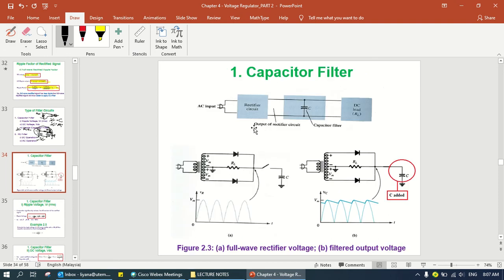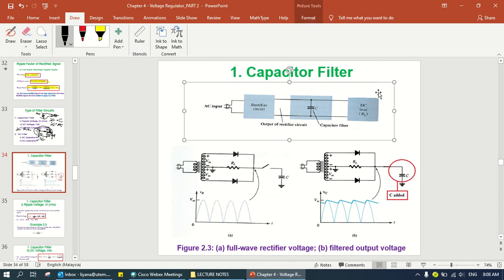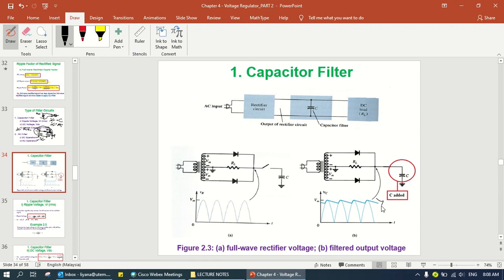This is how you add the capacitor filter: the capacitor in parallel to the rectifier circuit. If you are satisfied with the waveform here, you can just add the load here. This is the rectified waveform, and after you put C, it becomes like this. You can see there is still ripple. This is the percentage of ripple that we want to calculate after you add C.